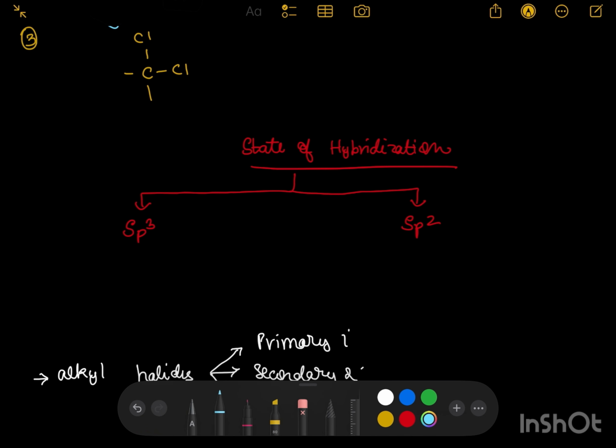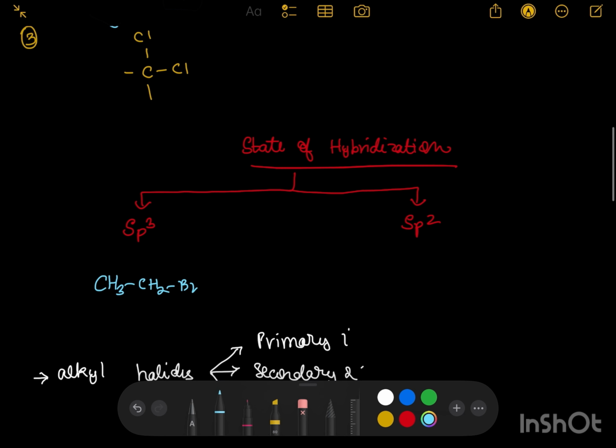Now, state of hybridization. There are two types of hybridization, that is sp3 and sp2. Now, if you don't know what hybridization is, let's just recap. For example, if you have a carbon chain like CH3, CH2, Br. Now, what is the hybridization of the alpha carbon? Alpha carbon is the carbon that is attached to the halogen or any functional group, right? This is alpha carbon, this is beta carbon, right? So the carbon attached to the alpha carbon is beta carbon.